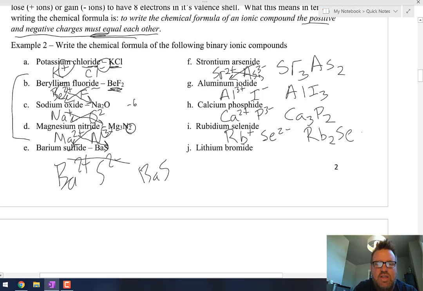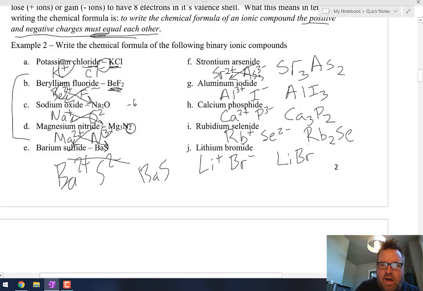Rb2Se. And notice, guys, anytime there's a 1, like right there, you don't write it, okay? It's just Rb2Se. Like on water, you don't write H2O1, okay? It's just H2O. Anytime there's 1 of something, you just write the symbol. And then our last one, lithium bromide. Lithium is +1, bromine is -1, so they just cancel each other out.